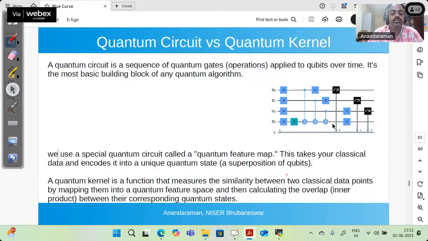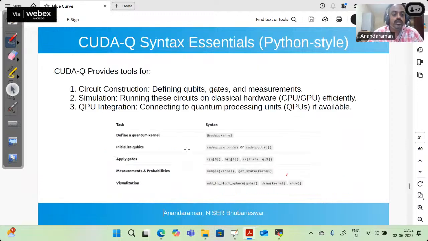A kernel is a function that measures similarity between two classical data points. So every quantum circuit is a kernel, but not every kernel is a quantum circuit. Okay, I will run one Jupyter notebook.